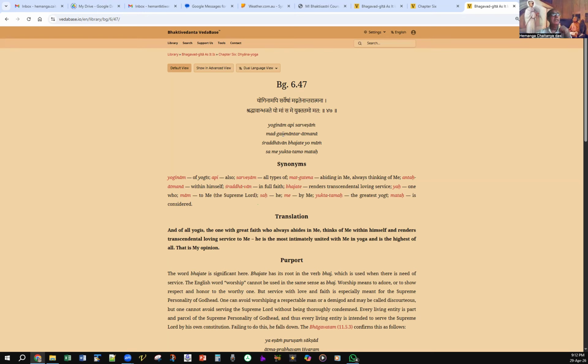Mad gatena. Gati refers to destination. Who makes me as his gati, his destination? Antaratmana, inside. It's not outside. So bhakti is not a process of changing our dress, isn't it? We can change dhoti, kurta, gopi dress and saris and all that. Does that make us a devotee? Does it alone make us a devotee? No, that's just a dress change. Anyone can buy that dress and wear it.